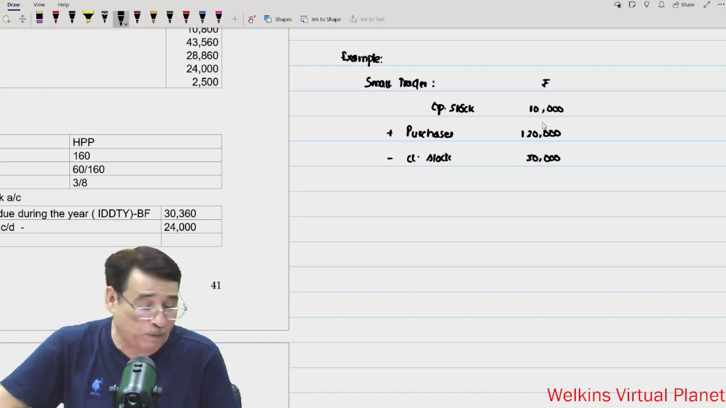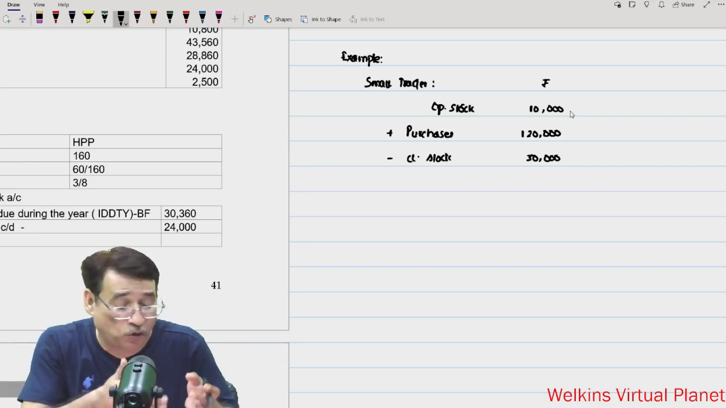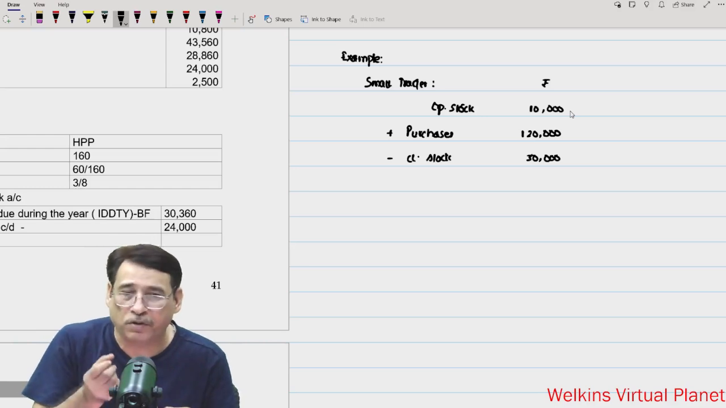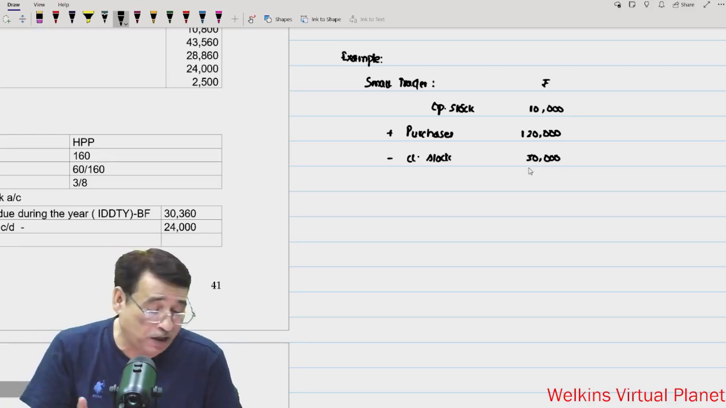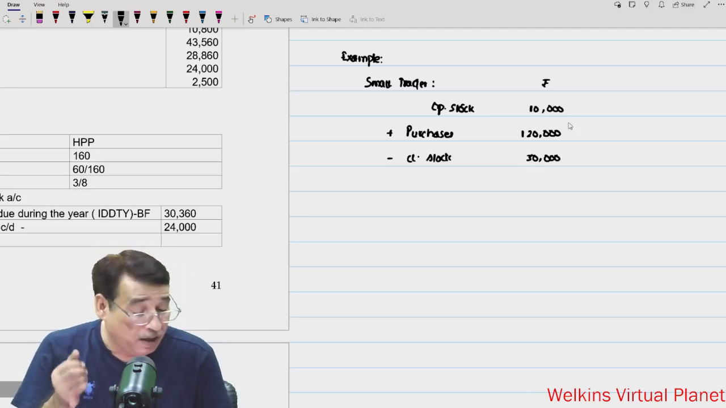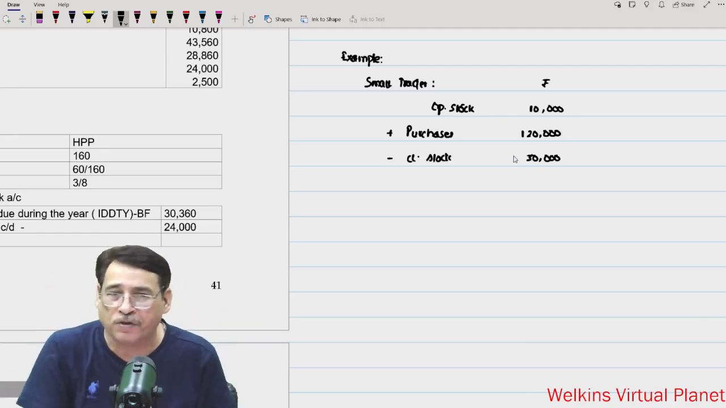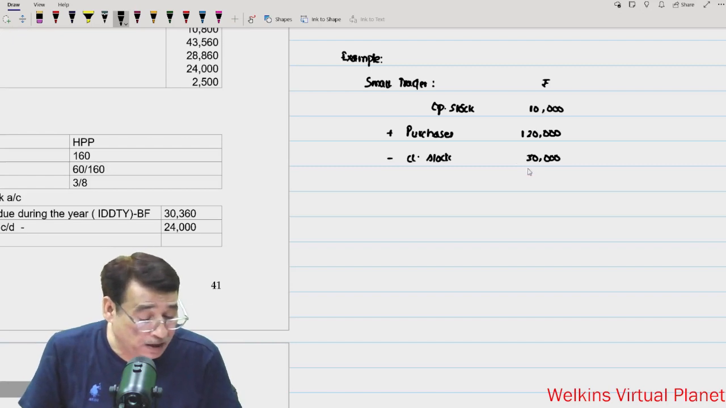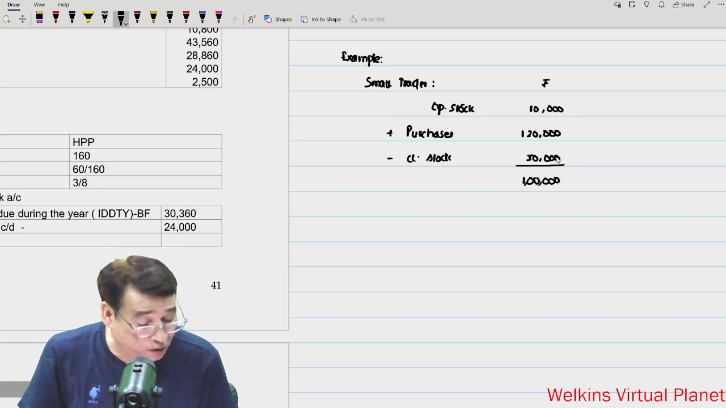What does it mean? Suppose you have 10,000 worth of goods in your hand today, and you have purchased 1,20,000 more goods. That means total goods in your hand should be 1,30,000 by the end of the current year. But if at the end of the current year you have only 30,000 worth of closing stock, what does it mean? It means out of 1,30,000, you have sold out 1 lakh worth of goods. That is why you have closing stock of 30,000.